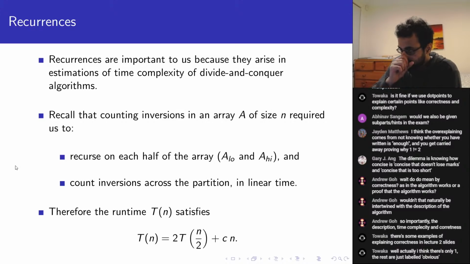So for our inversion counting algorithm, T(n), the time taken to solve an instance of size n, was 2 times T(n/2), the time taken to solve an instance of size n/2, because we had to solve a low and a high half separately, plus some constant times n. The inversion counting recombination is linear in n. Many divide and conquer algorithms can have their time complexity analyzed in the same way: several smaller instances, each of size n over something, plus some extra work to recombine.